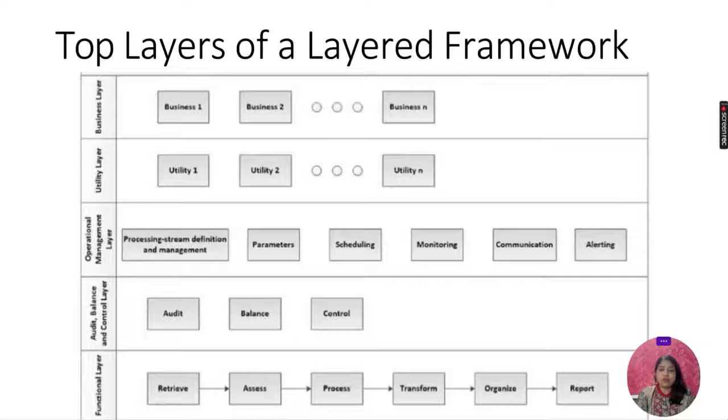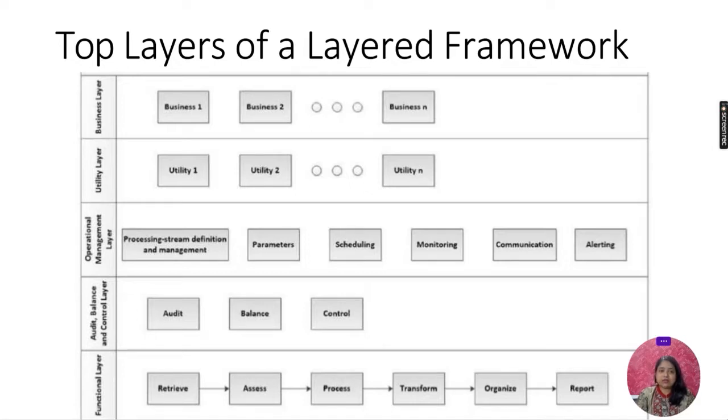We will see top layers of a layered framework. As you can see on the screen, there are 5 layers. The first top layer is the business layer. Then we have the utility layer, then operational management, audit, balance and control layer, and finally we have the functional layer. So let's go with the layers one by one.